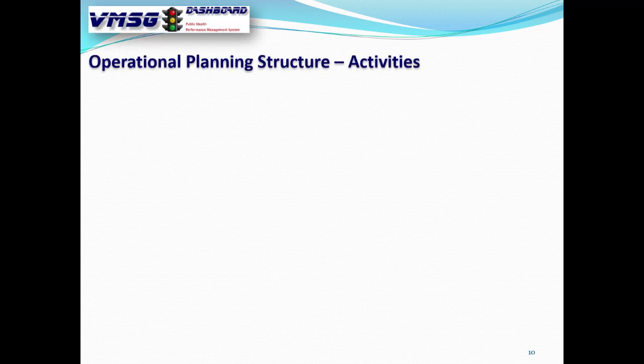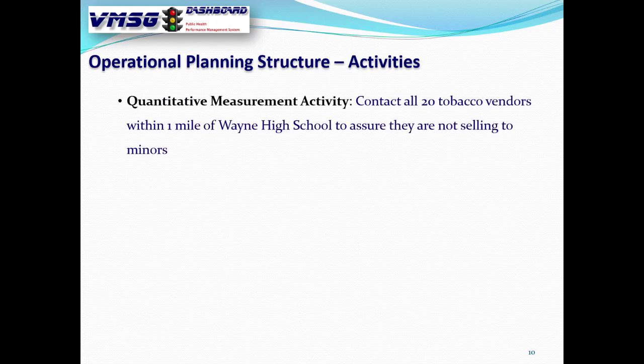The next type of activity is called a quantitative measurement or QM activity. The primary difference in QM activities is that the metric or measurement is a quantity instead of a percent complete. Number of car seats installed, number of training sessions provided, number of restaurant inspections completed. In this example, we'll contact all 20 vendors within 1 mile of Wayne High School to assure that they're not selling to minors.